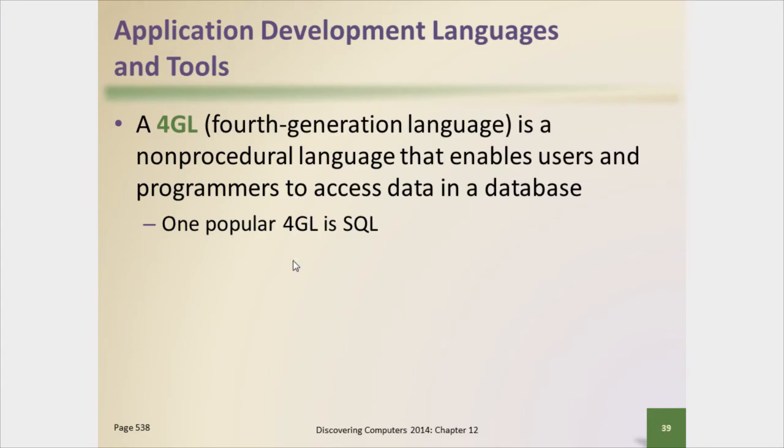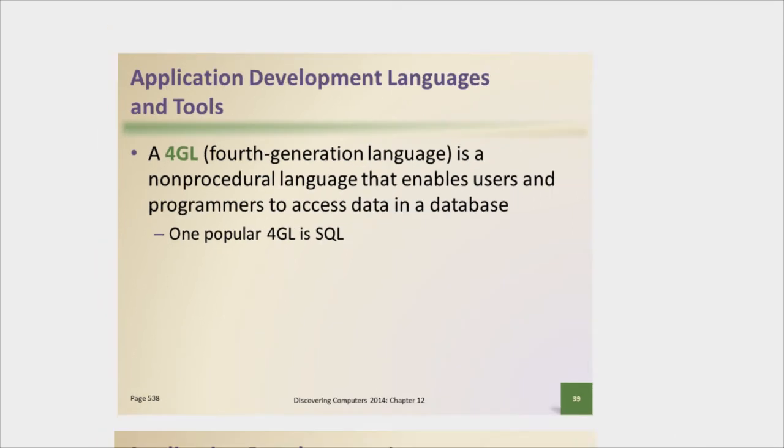A fourth generation language is a non-procedural language that enables users and programmers to access data in a database. We talked about this last week when we were talking about databases. SQL is a great example of this. Very simple and easy to understand terms and terminology. When you see it, you generally have a really good idea of what's going on. It's easier to understand than even a third generation language. Is it quite like speaking English? No, it's not. But it is a very, very easy to understand, easy to follow type of programming language.